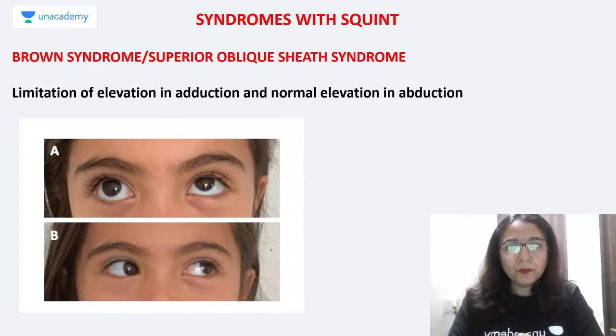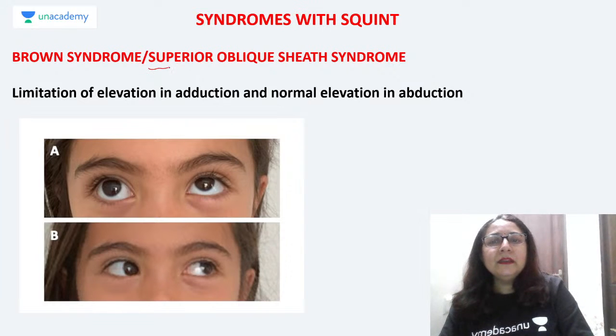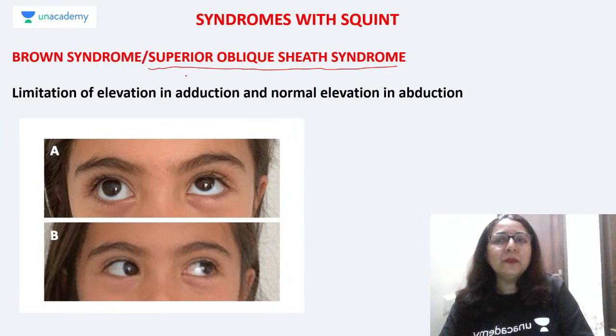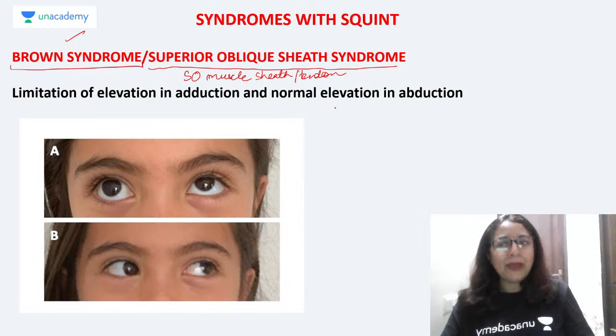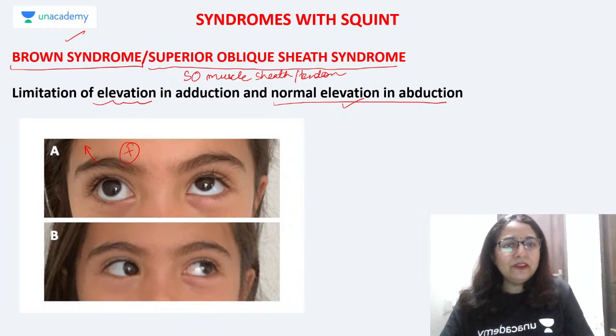One is Brown syndrome, also known as superior oblique sheath syndrome. So we can imagine the abnormality is in the superior oblique muscle sheath or the tendon. So what happens because of this abnormality? When the patient is looking up, that is elevation, in abduction, as in this picture, when the eye is looking up in abduction, that is out and up, that is normal. This is normal elevation in abduction.